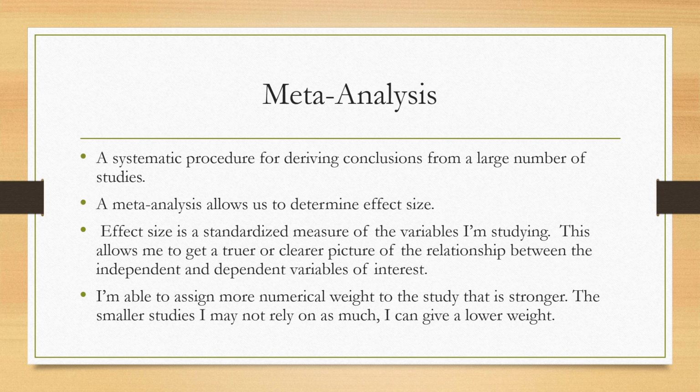Another type of multiple variable analysis is meta-analysis. A meta-analysis is a systematic procedure for deriving conclusions from a large number of studies that allows the researcher to determine effect size. Effect size is a standardized measure of the variables that we're studying. This would allow the researcher to get a truer or clearer picture of the relationship between the independent and dependent variables of interest. The researcher is able to assign more numerical weight to the study that is stronger. Then smaller studies that we may not rely as much on, we can give a lower weight.